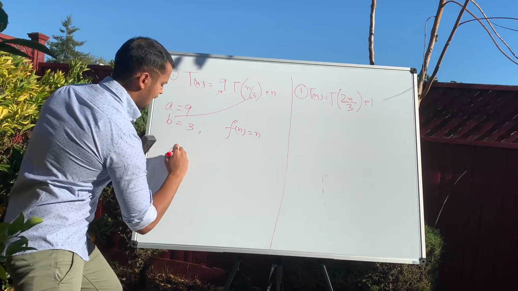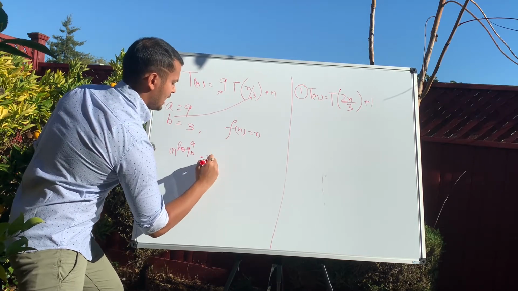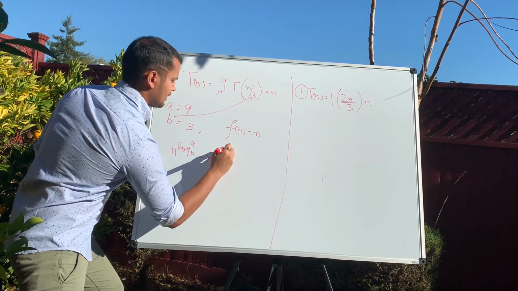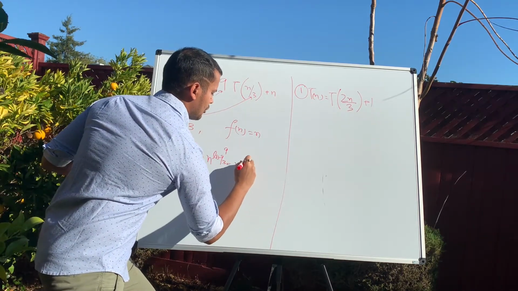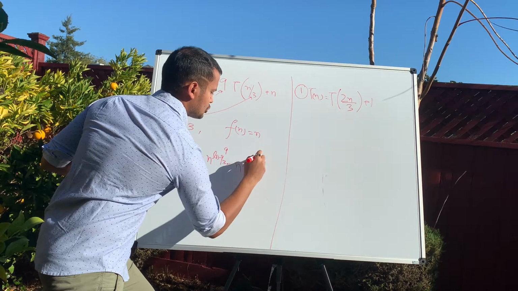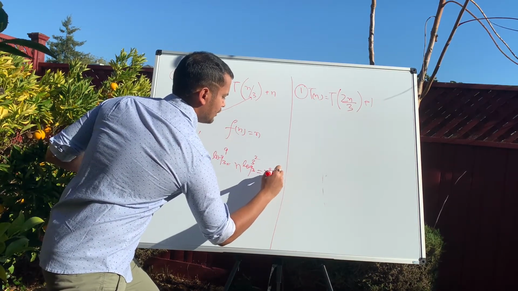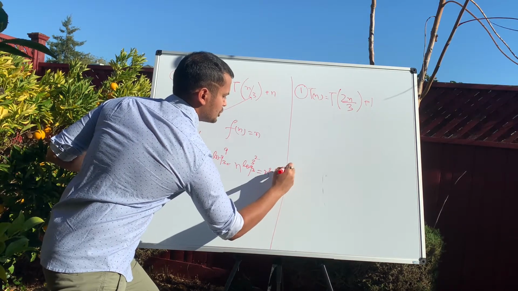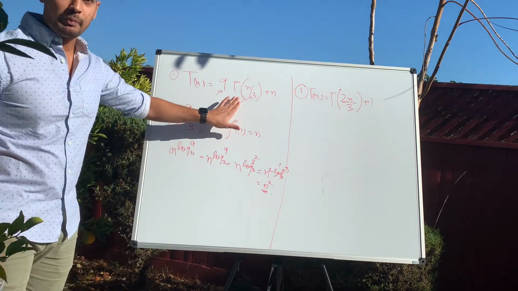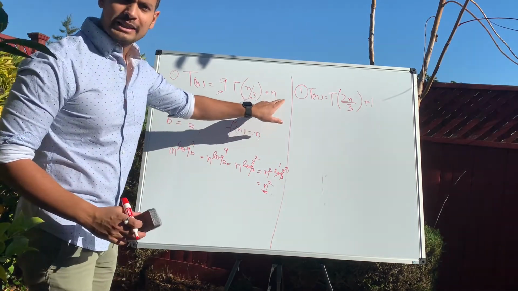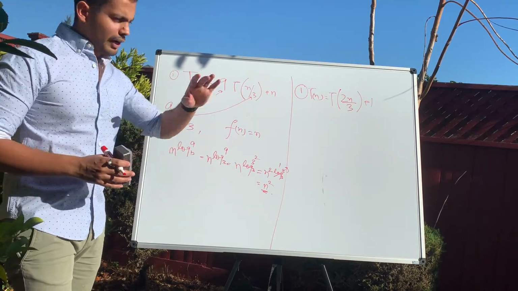So it's n^(log_b a), which is n^(log_3 9), which is n^(log_3 3²), or n² log_3 3, which is 1, so n². So on the left side, this part is n squared. On the right side is n. Clearly, n squared is polynomially greater than n.